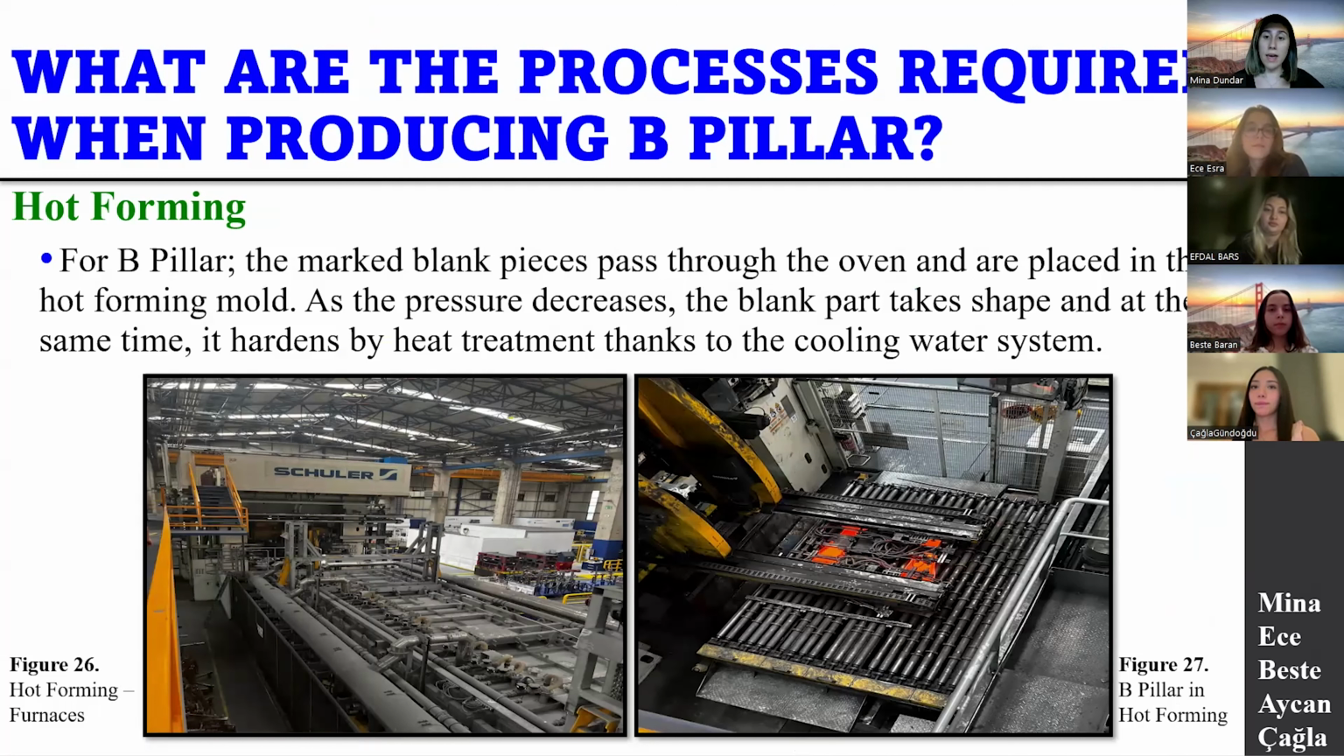Great lightweight potential, excellent crash performance, great dimensional accuracy, low emission, and substantial consumption reductions are all the benefits of hot forming. Regarding B-pillar, the designed blank pieces are fed via the furnace and then inserted into the hot forming mold, which is strapped to the feeder gripper system beneath the product hydraulic press. Thanks to the cooling water system, the blank parts gain shape as the pressure drops and simultaneously harden through heat treatment. The product is then removed from beneath the press by the robotic shuttle when the press is raised.